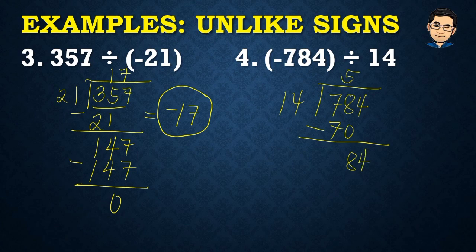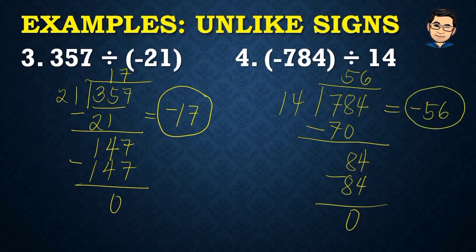84 divided by 14, that is 6. And then 6 times 14, that is 84. So if we subtract, the remainder is 0. So negative 784 divided by 14, our final answer will be negative 56. So huwag kakalimutan pong i-attach yung sign dun sa pinaka-sagot. Okay. So kung negative by positive, negative po yung resulting sign ng quotient.